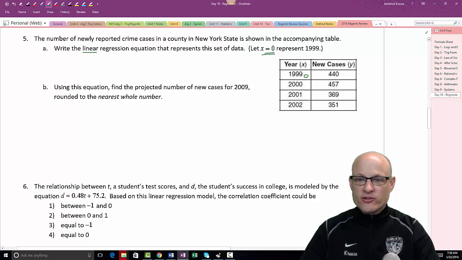So this is 0, x equals 0. This is 1, this is 2, and this is going to be 3.